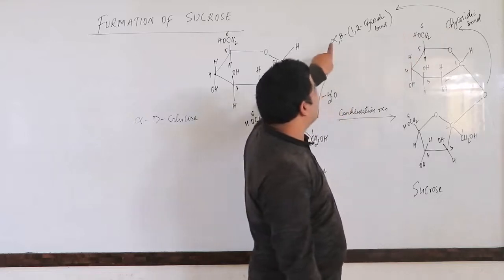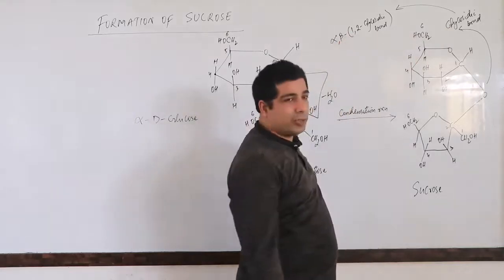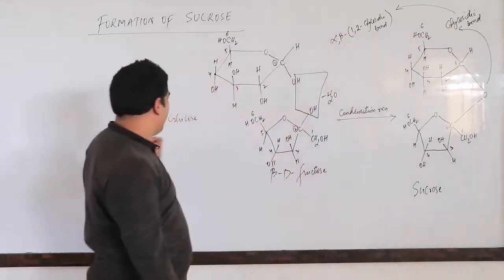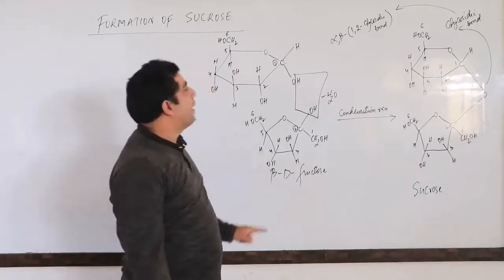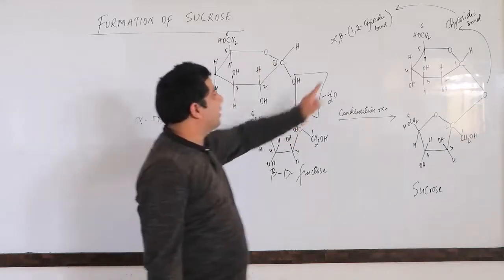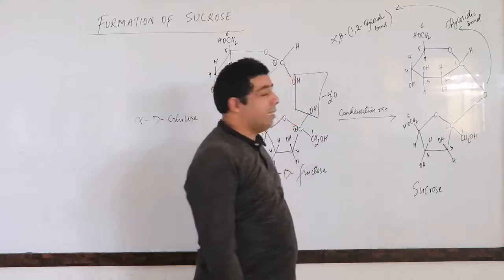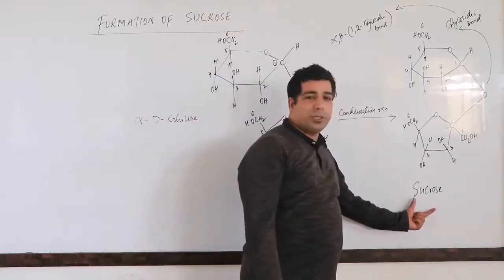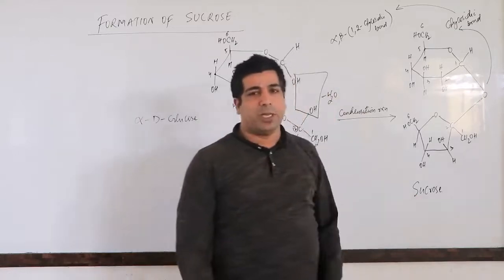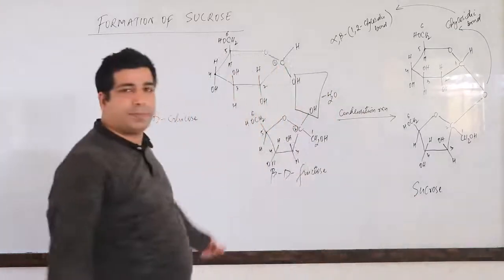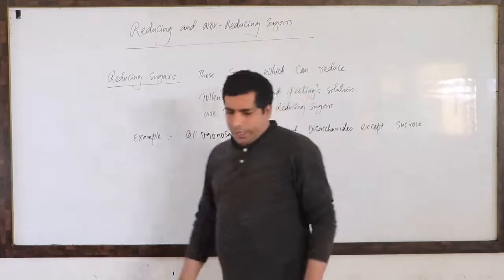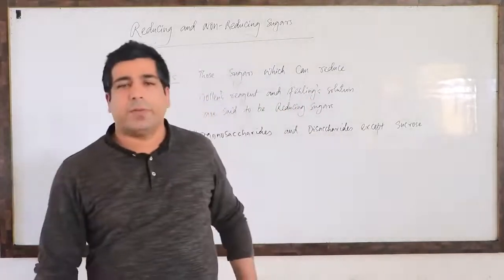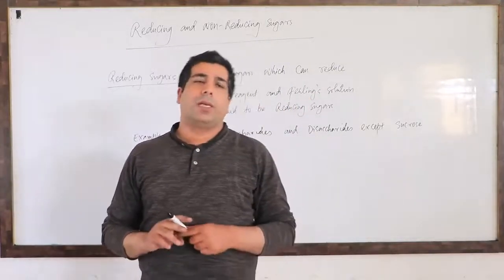That C-O-C bond is the glycosidic bond. You can also call it an alpha beta 1 comma 2 glycosidic bond because it's between alpha and beta sugars, and it is between the first carbon and the second carbon. So this is exactly the sucrose structure, the disaccharide structure. Please make a note of this. So my dear friends, we are done with the formation of sucrose.